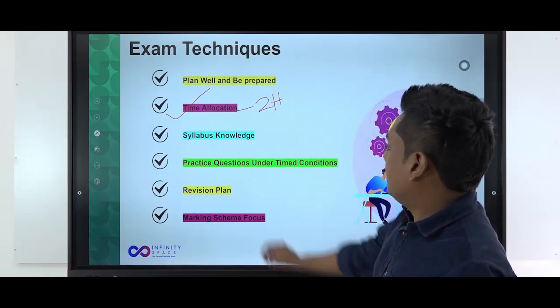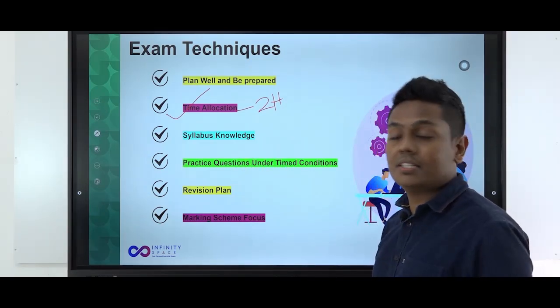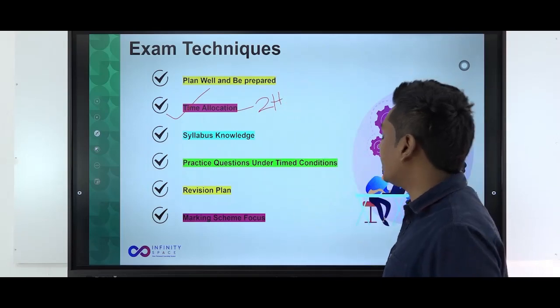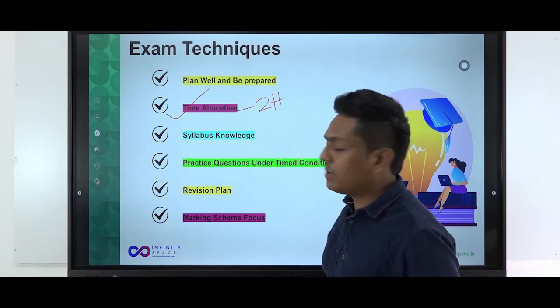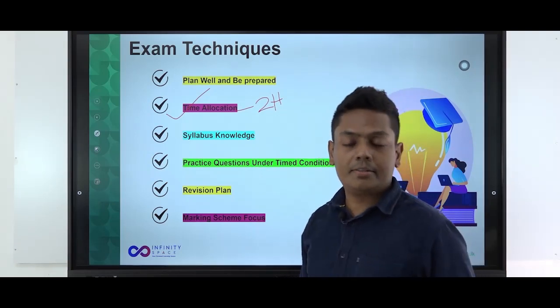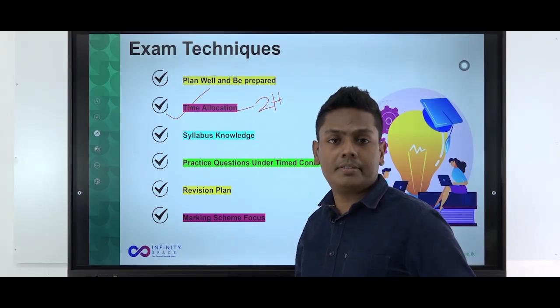Then practice makes perfect. Practice questions under time conditions. As I said, the time allocation, you know now, is 2 hours. So what you have to do is take questions and past papers, practice, and make yourself perfect.